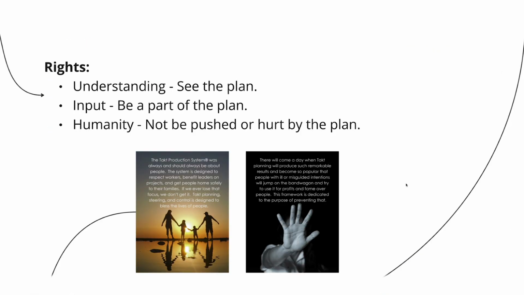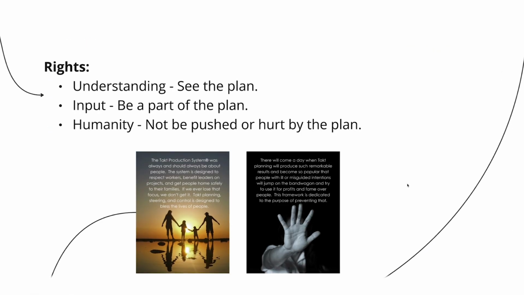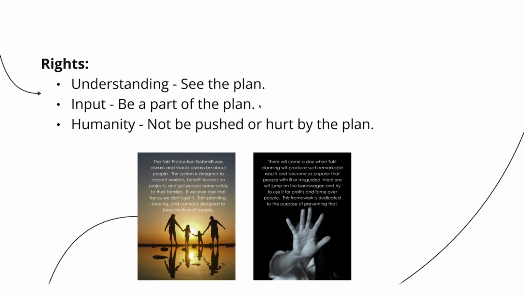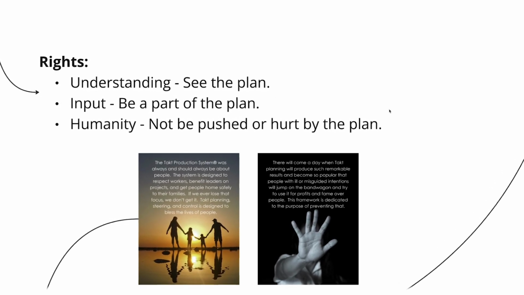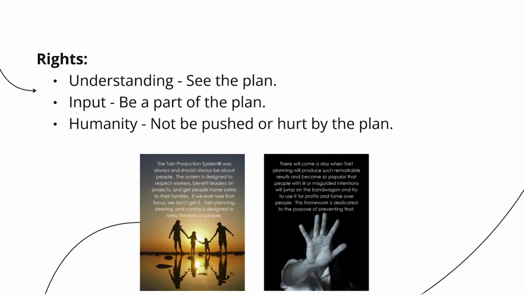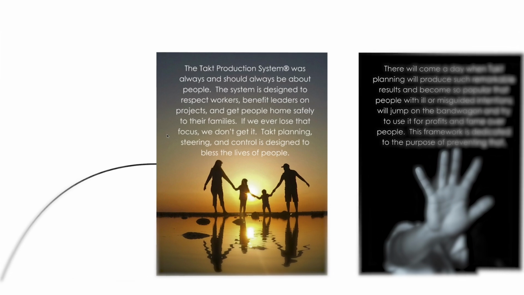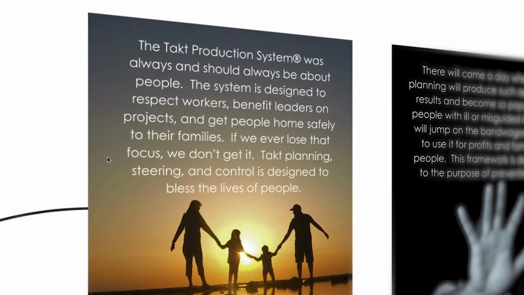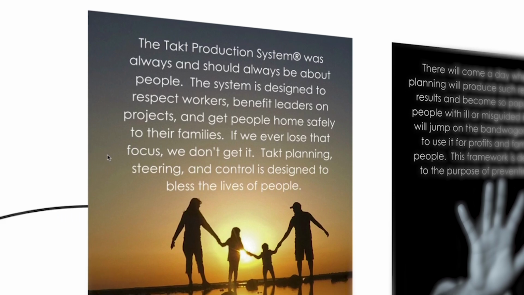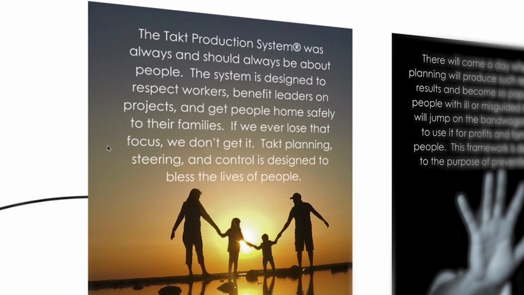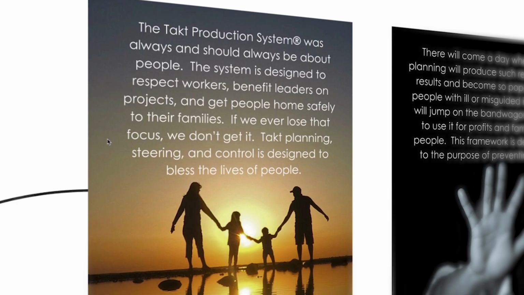The other thing is that CPM disrespects people. People have an inherent right to understand the plan, to have input in the plan, and to not be pushed or hurt by the plan. And so one of the things that I really like to focus on in the Takt Production System is that the Takt Production System was always and should always be about people. The system is designed to respect workers, benefit leaders on projects, and get people home safely to their families. If we ever lose that focus, we don't get it. Takt planning, steering, and control is designed to bless the lives of people. And so here's a warning.